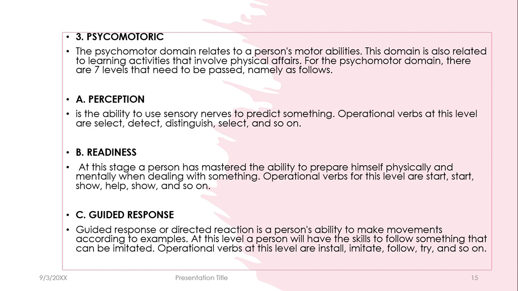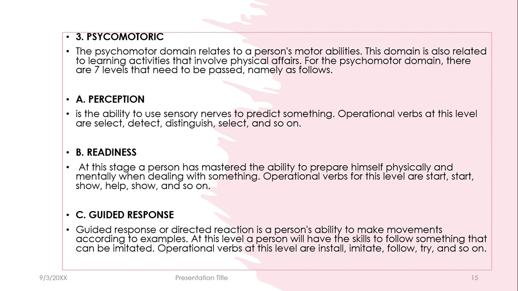For the psychomotor domain, there are 7 levels that need to be passed, namely as follows. First, perception, which is the ability to use sensory nerves to detect something. A person at this level can recognize, detect, distinguish, select, and so on. And then set. At this stage a person has mastered the ability to prepare himself physically and mentally when dealing with something. Operational verbs for this level are start, show, help, and so on.